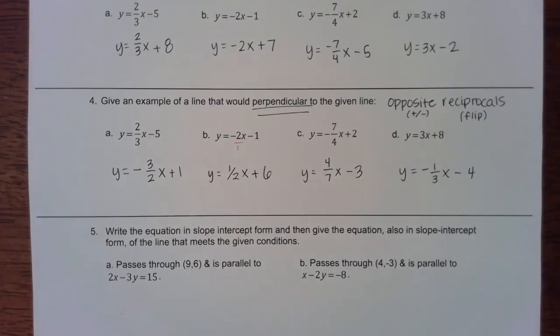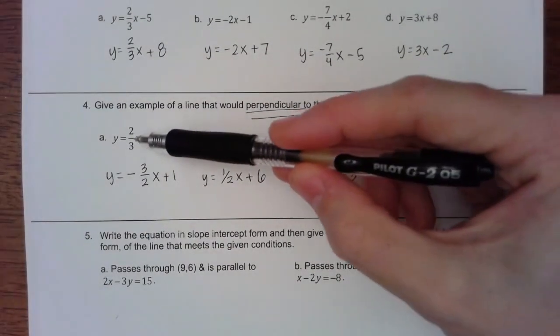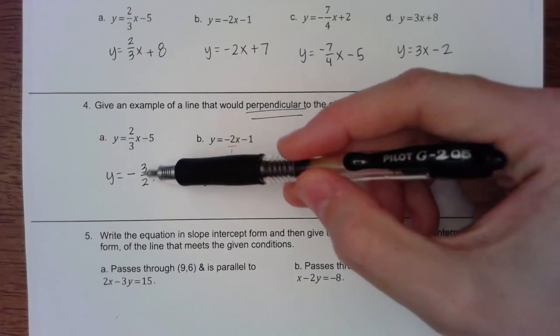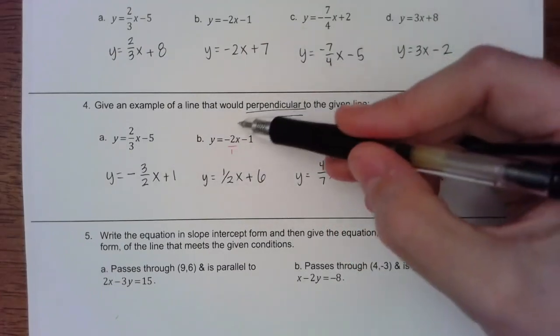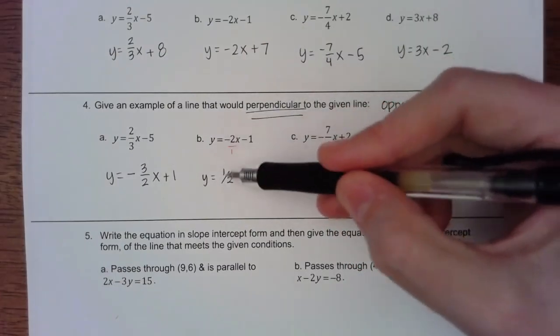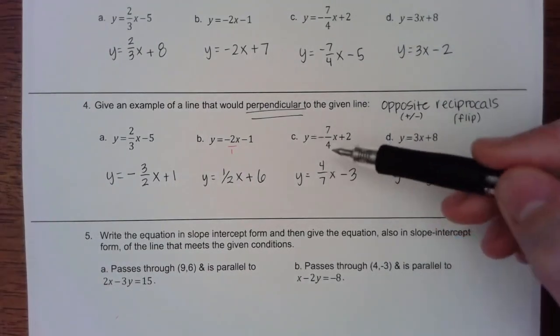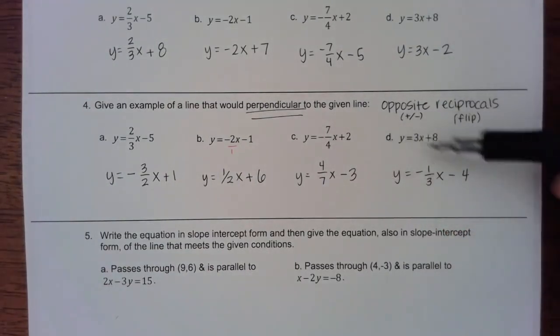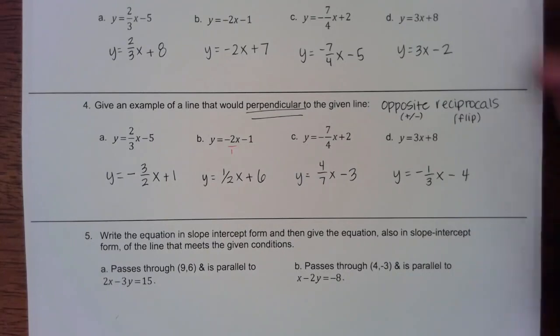So again, on example number 4, you're comparing the numbers in front of the x. Positive, negative, and then they're both the flip upside down of each other. Negative, positive, and they're both the flip upside down. And then positive, negative, and they're both the flip upside down.